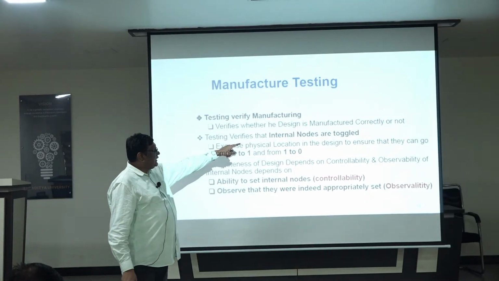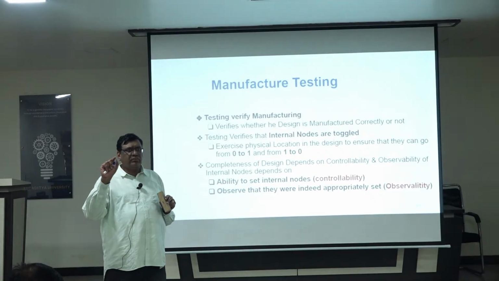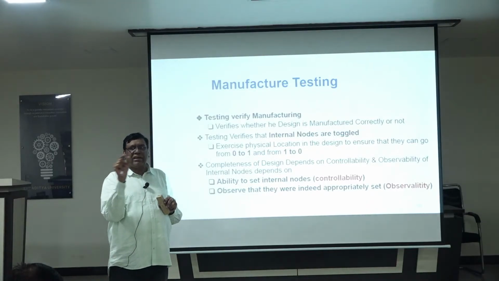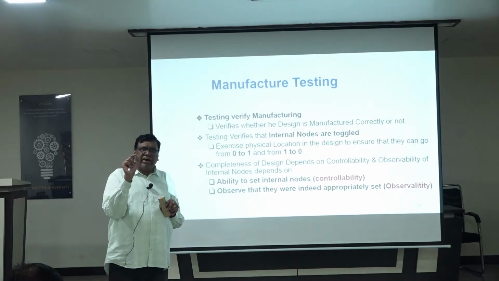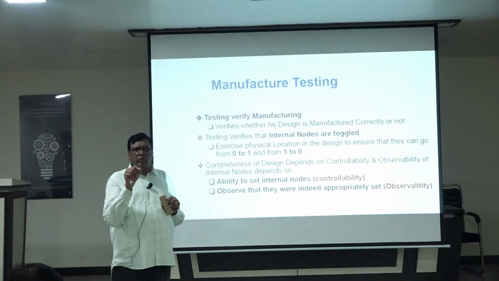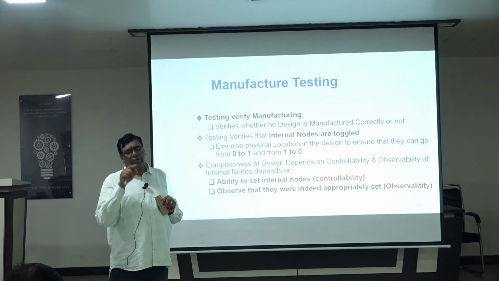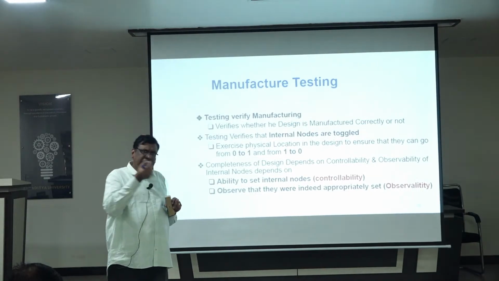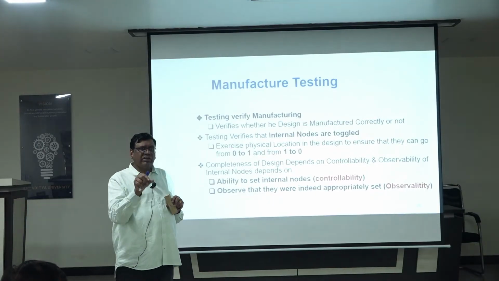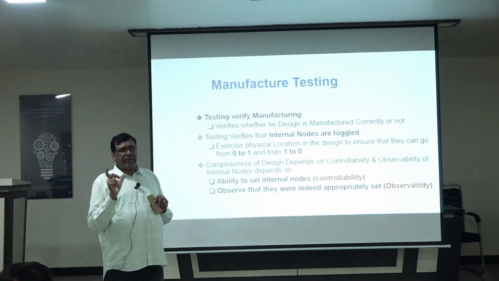Test verifies that the internal nodes are toggled. There will be so many wires internal to the IC. Everybody accepts the layout design has so many wires. Each and every wire, not just a few wires, they will keep a one on it, internal to it, and they will bring that one back onto the output. Whether we can keep a one on this and bring that one onto the output, both will be verified.